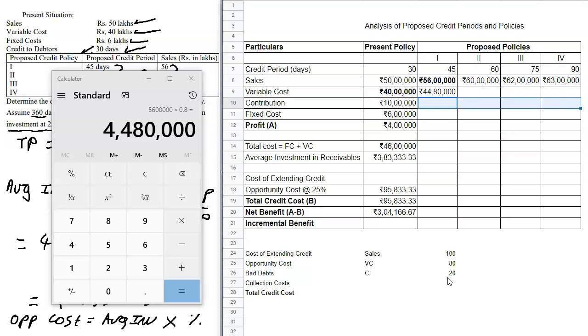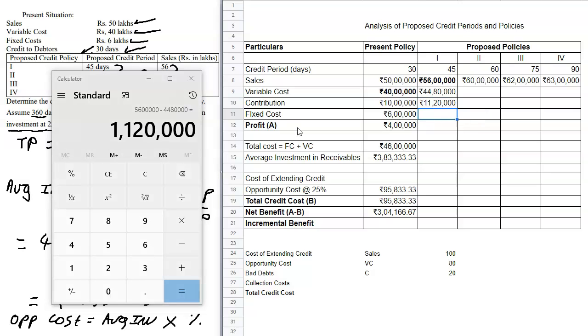For example, 20% of 56 lakhs. So 56 lakhs into 20% gives me 11,20,000, which is what I can put as contribution. Or alternatively, I can subtract. So I can take 56 lakhs and subtract 44 lakh 80,000, and I get 11,20,000.